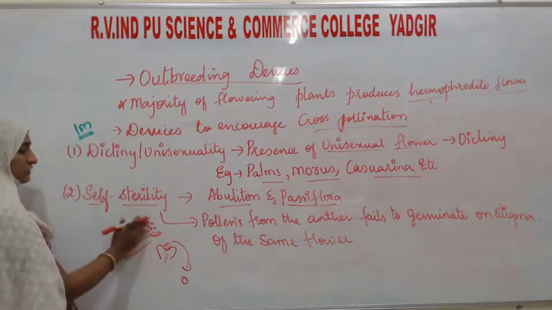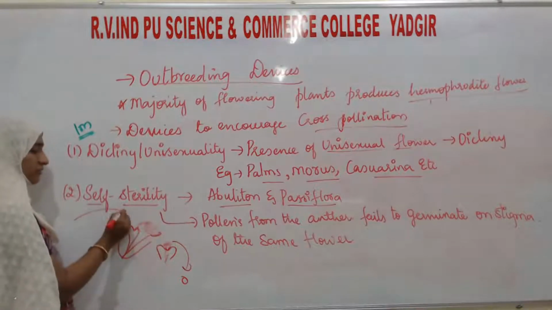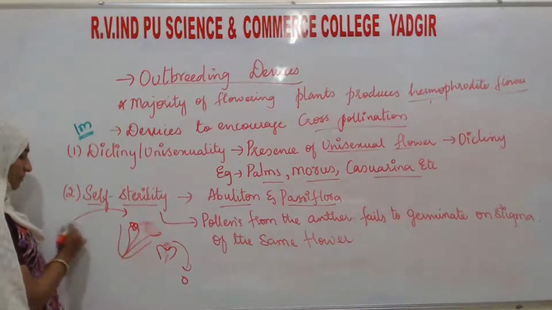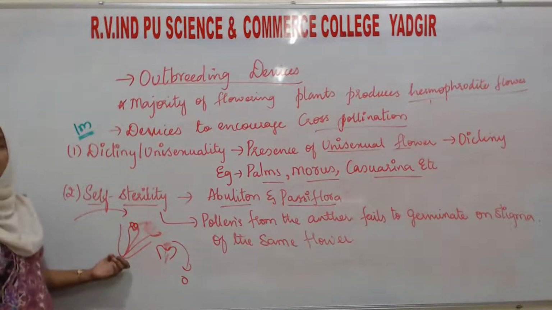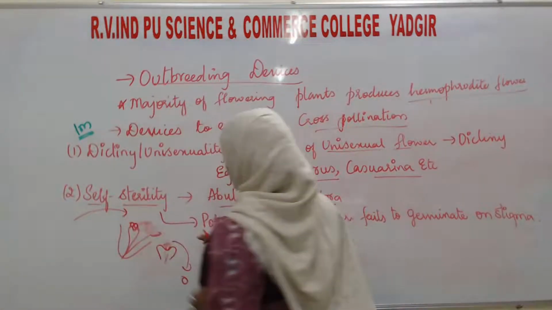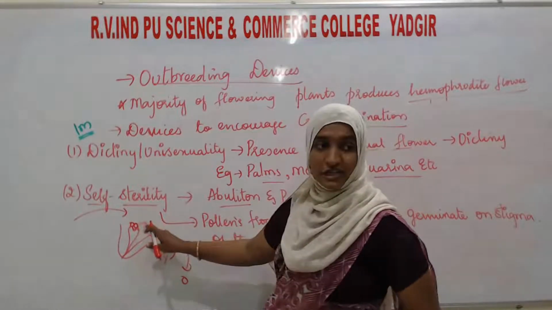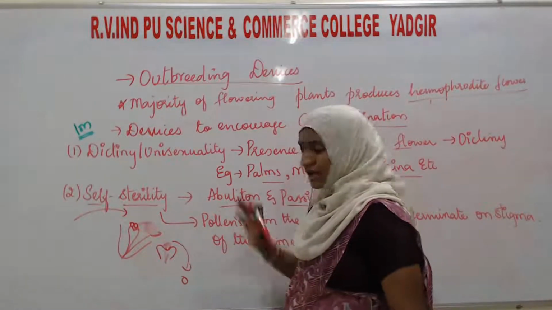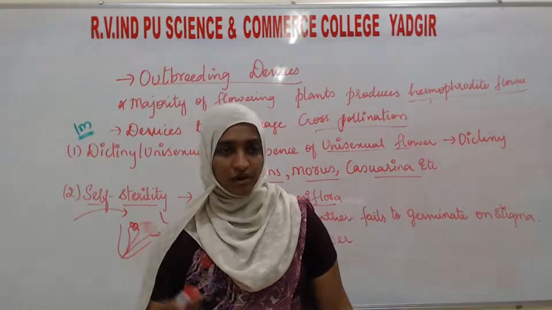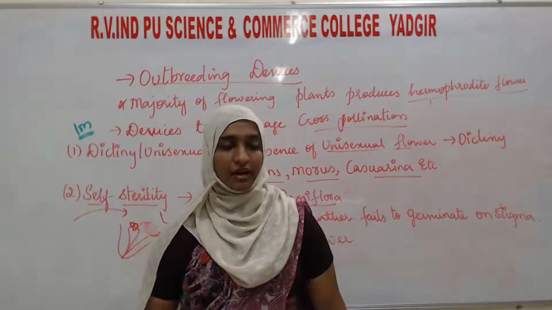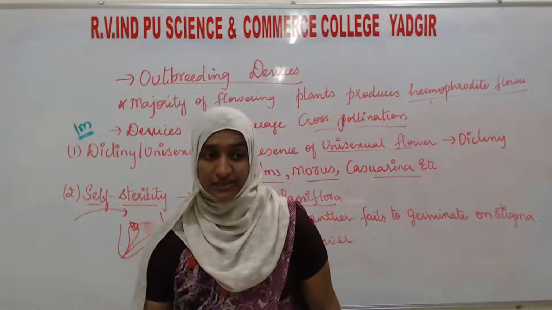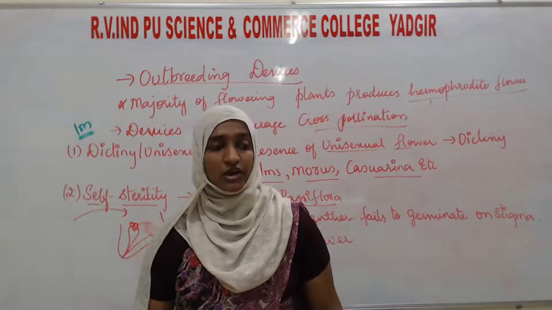If it falls down, some other pollen grain from some other flower comes and germinates on the stigma. So from other flowers, what is it? That is the cross pollination. So that is the self-sterility. Unable to fertilize or unable to germinate the pollen on the stigma of the same flower, due to some lack of chemical substances. So this is known as the self-sterility. In that case, cross-pollination is the only option.